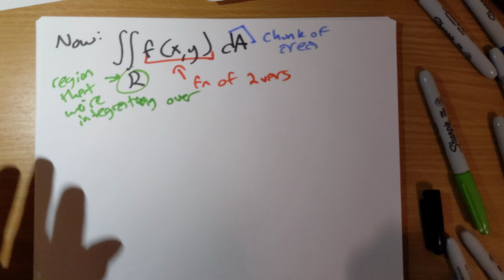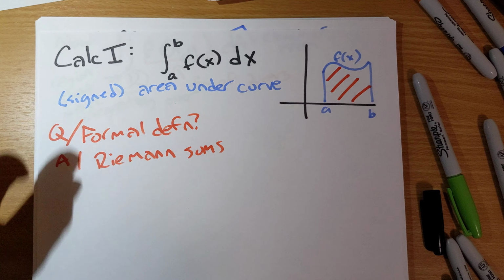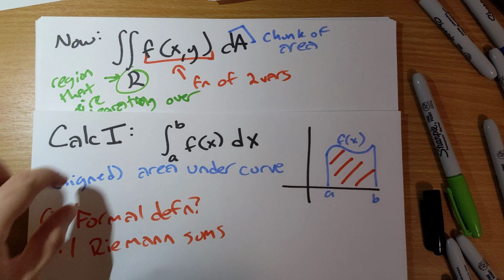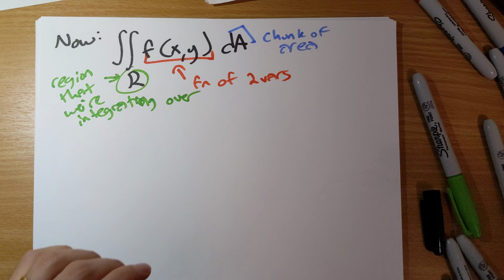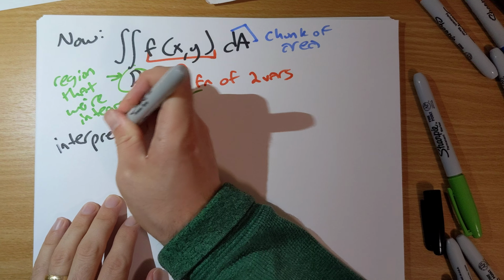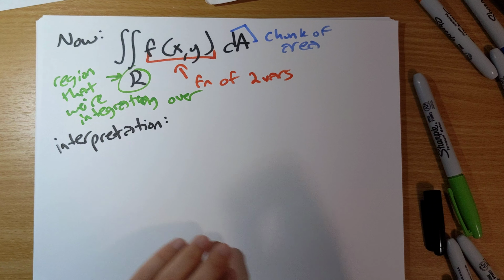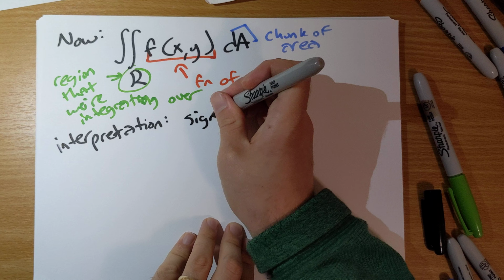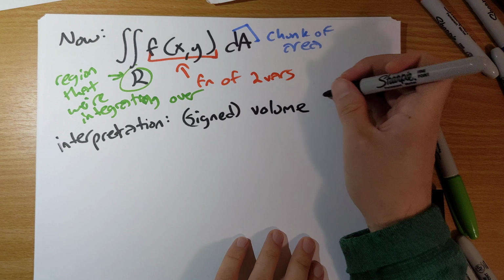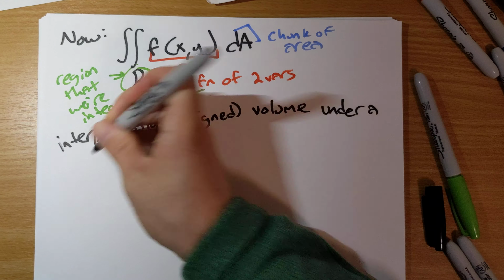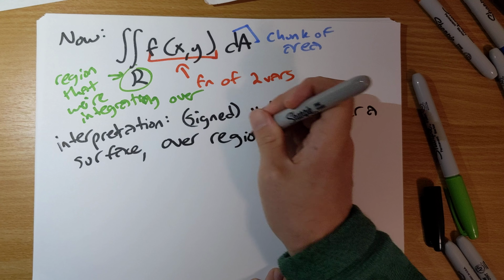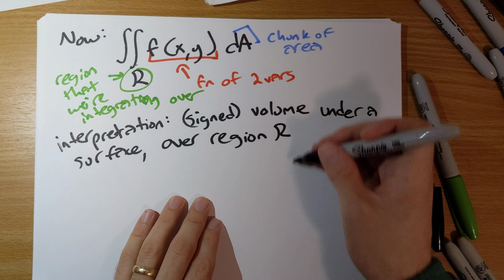So what I want to do right now is compare this with this right here. I want to get 2 different definitions, 2 different interpretations of this. I want to do the formal definition and the geometric interpretation. The interpretation of this double integral is going to be signed volume. And signed volume, if everything's positive, it's just volume, under a surface but over a region R. So let's draw a picture here.